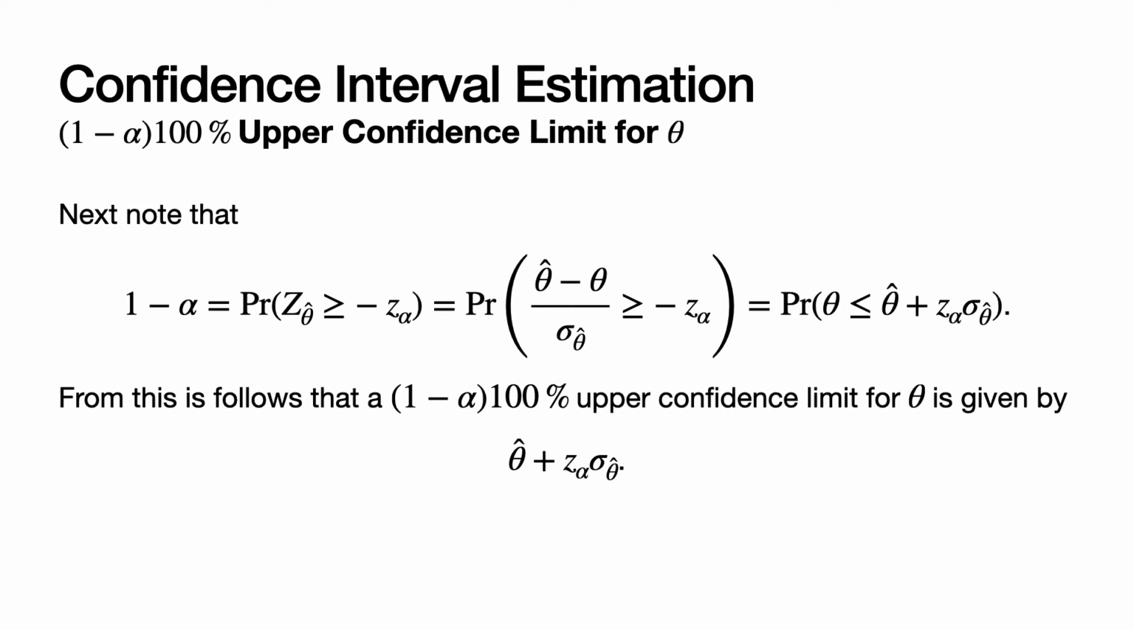So the point estimator, theta hat, and then we go to the right an amount equal to z sub alpha times sigma sub theta hat, and that gives us the 1 minus alpha times 100% upper confidence limit for theta.